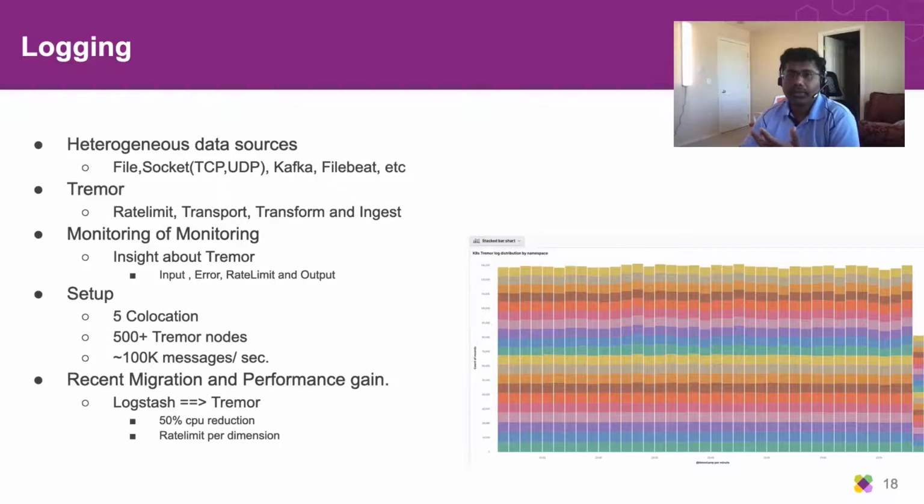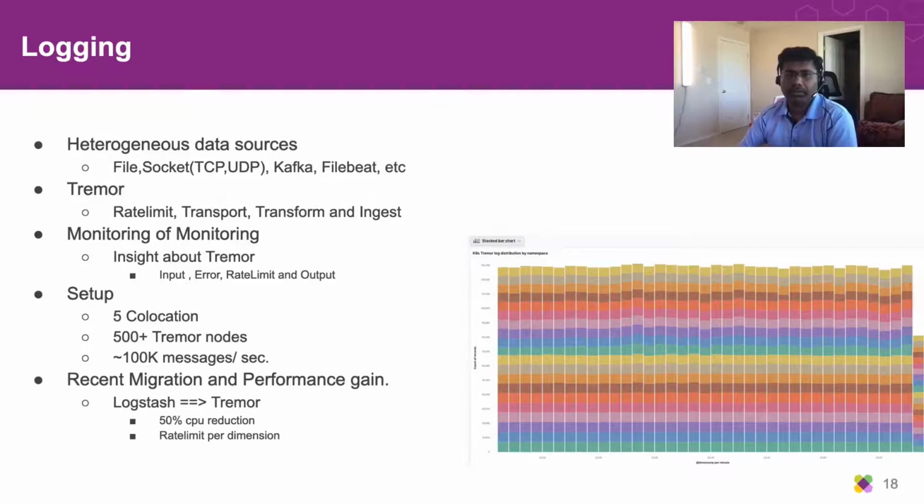So the chart that you see on the right-hand side is just our log count from our Kubernetes namespaces. Earlier, if some of the Kubernetes namespaces were abusing the logs, they used to take a big chunk of our rate limit quota, and other namespaces' logs would not end up in our Elasticsearch cluster. And we moved to Tremor.